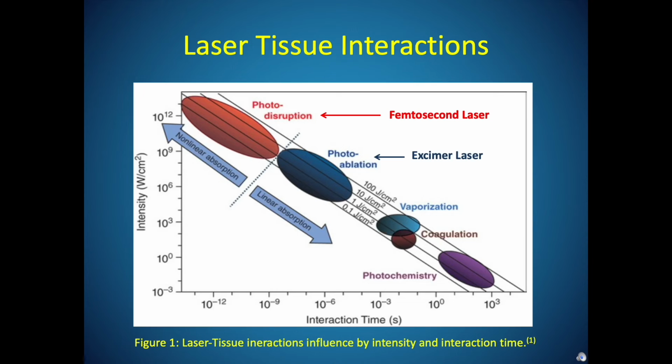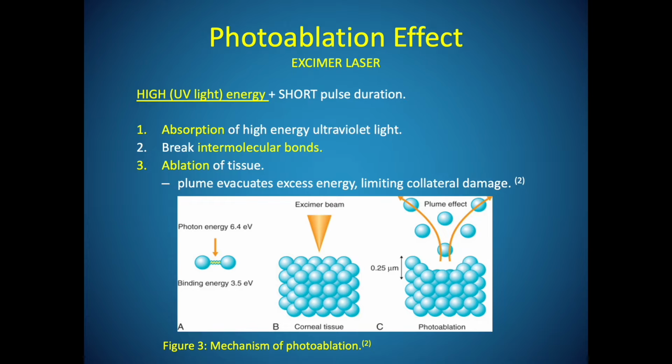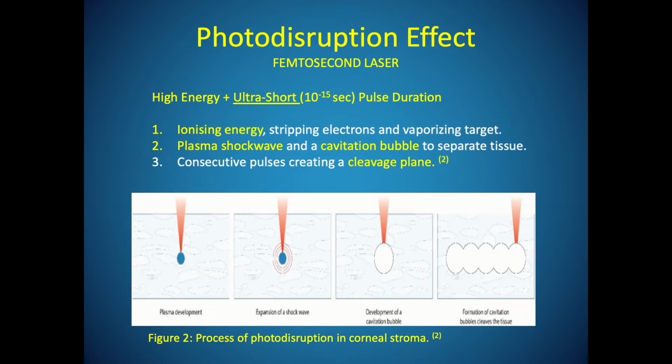The laser tissue interactions of both the excimer and femtosecond laser are caused by high energy short pulse lasers. The absorption of the excimer laser's high energy ultraviolet radiation overcomes the intermolecular bonds, resulting in ablation of tissue fragments, as shown in the diagram. The femtosecond laser provides high amounts of ionizing energy during ultra-short pulses, causing a plasma shockwave and cavitation bubbles to disrupt tissue. Consecutive pulses create a cleavage plane.